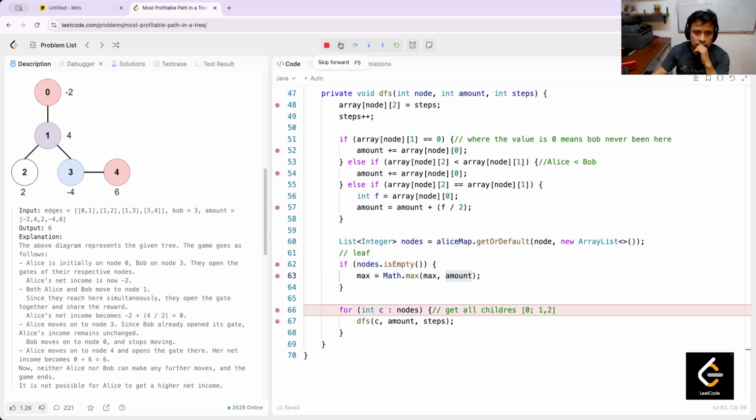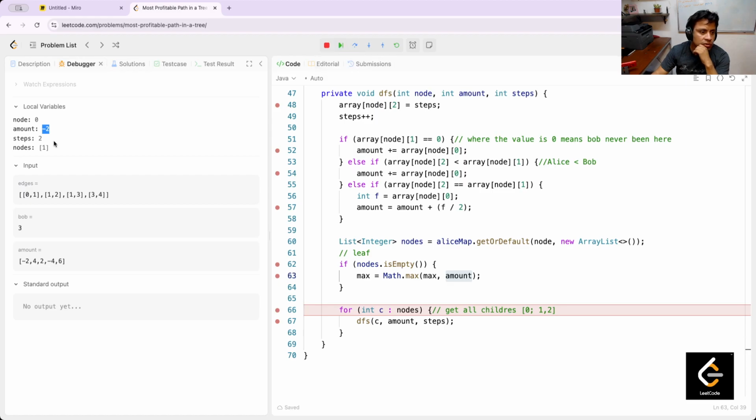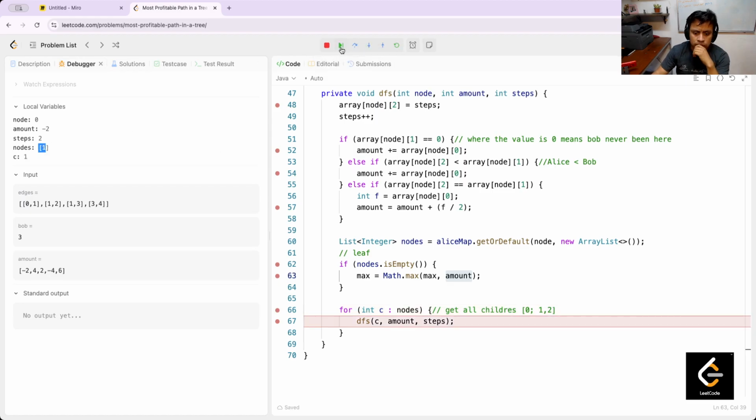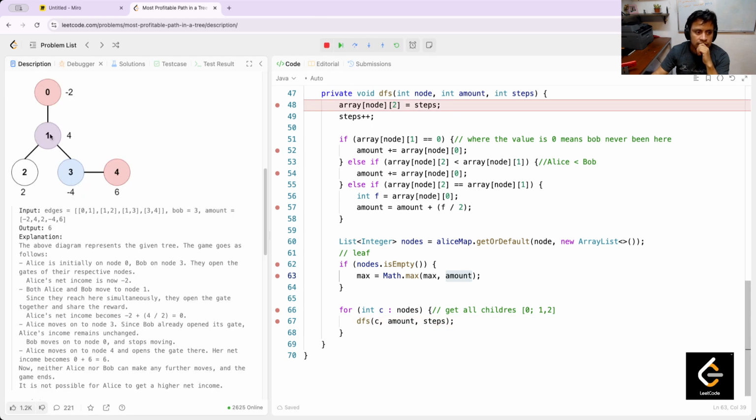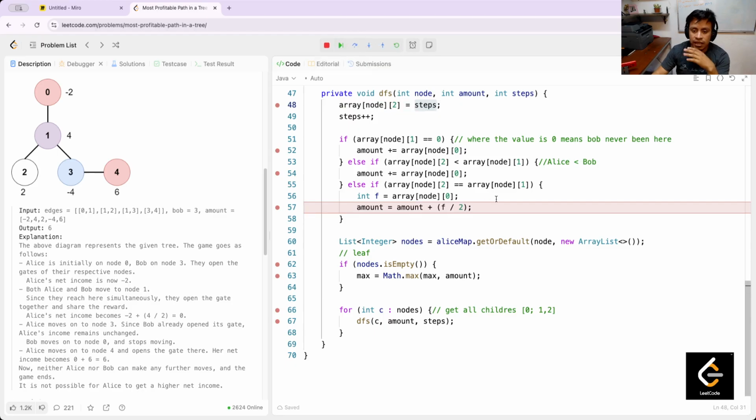And the nodes in the 1. N is 1. Amount is less 2. The steps is 2. Got it. Now I am here. I am saying that in this position, the index 2, the value is 2. That is similar to Bob being 1, 2, 1, 2. What is happening here? Are they equal? Perfect. Amount should have 0, less 2 is less 2, plus 2 is 0. Should have 0 here.